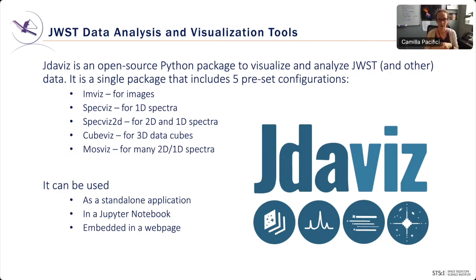And a third way to use it is by embedding it into a web page, and this is what the archive does. So MAST allows you to quick look data in Jdaviz directly in the MAST web page without installing anything on your machine.